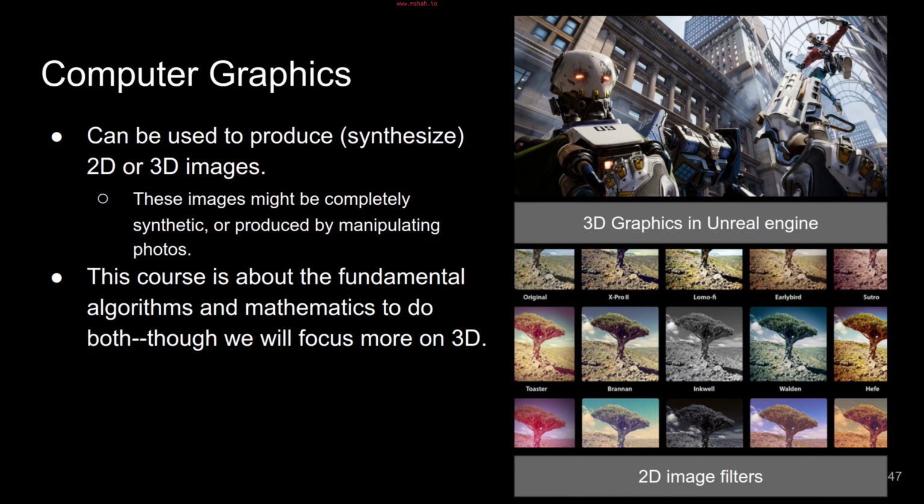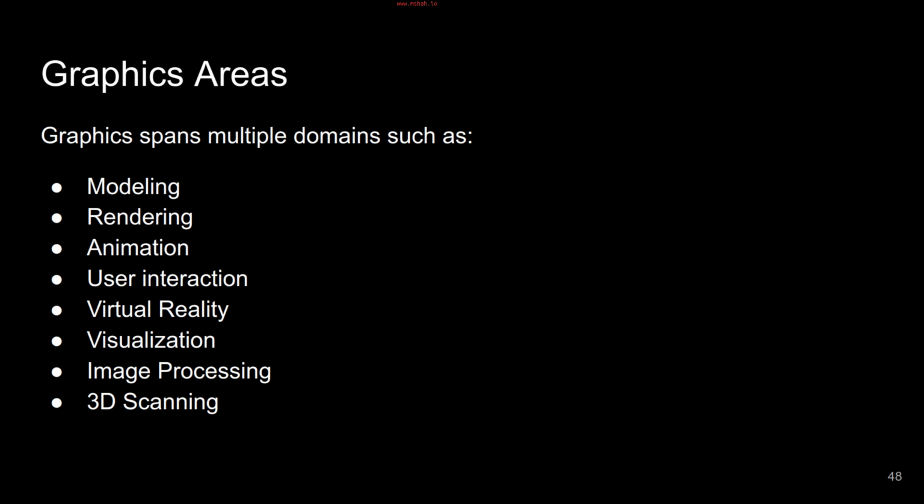Okay, so computer graphics largely can be used to produce or synthesize 2D or 3D images. In this course, we're primarily going to focus on the 3D aspect. But of course, for 2D, applying filters or such to images is another application of graphics. Okay, so for image processing. So there's lots of different areas of computer graphics, spanning multiple domains.